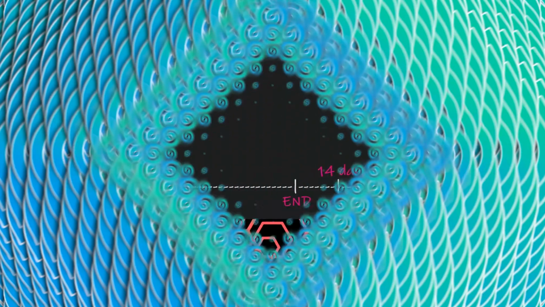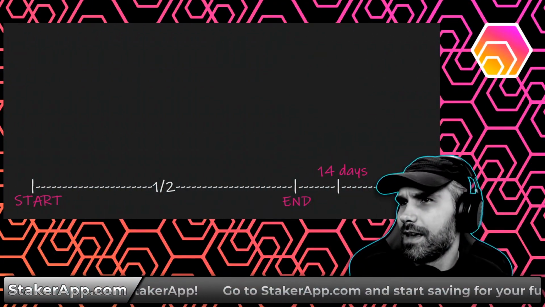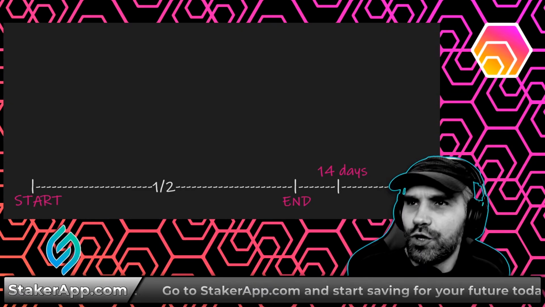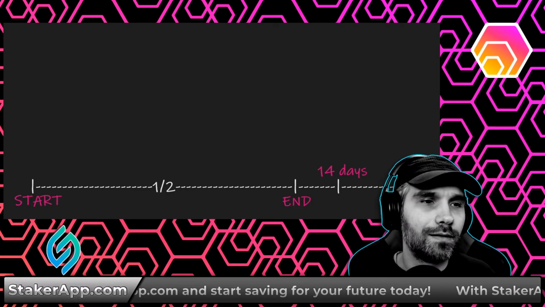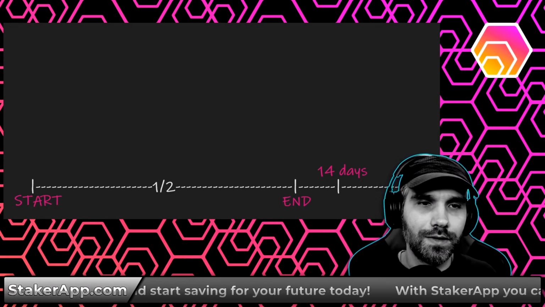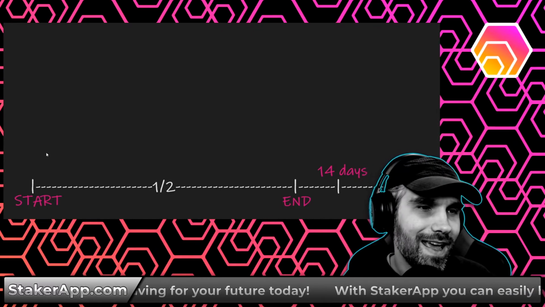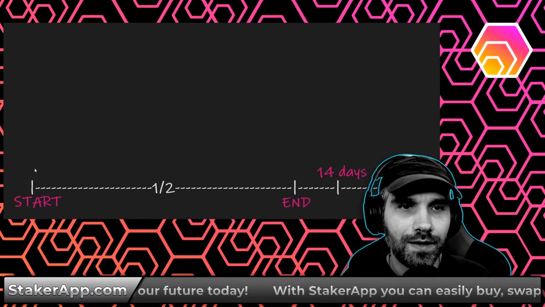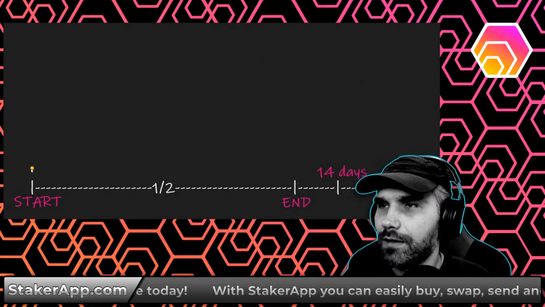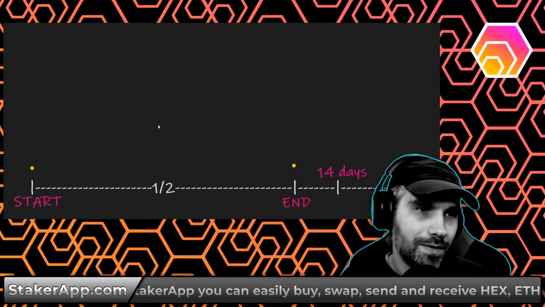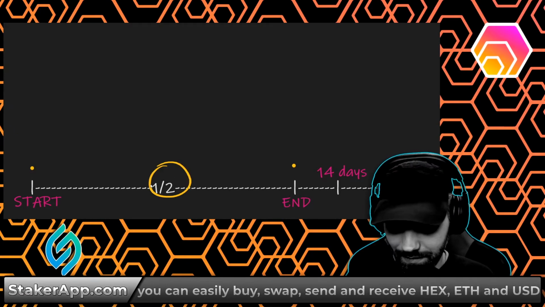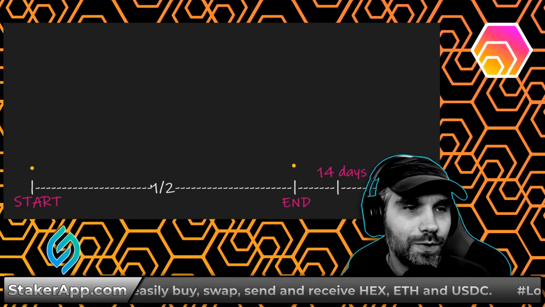So what we have here is a simple chart which represents every single stake in HEX. It represents every single stake because there is a starting point, there is an end point, and there is this halfway point in the middle. We'll talk about this later.